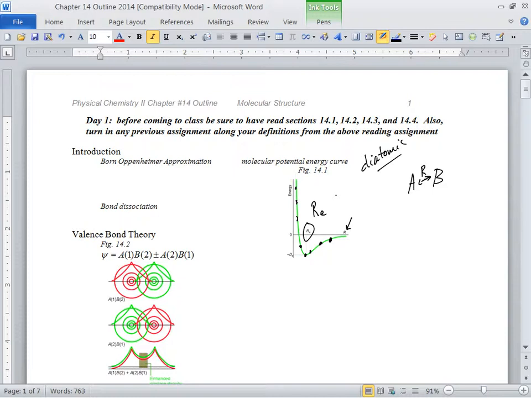Some things to play around with. I think the book has bond dissociation energy, and the symbol is DO. And DE, I don't know if you can see that. That's DE. Why is that negative? Negative energy?